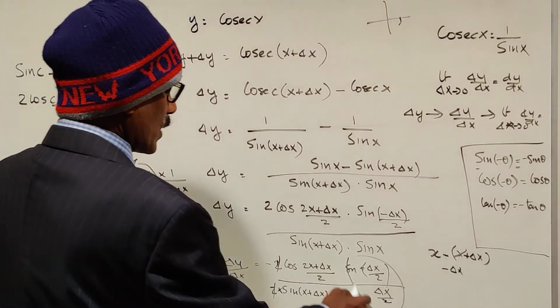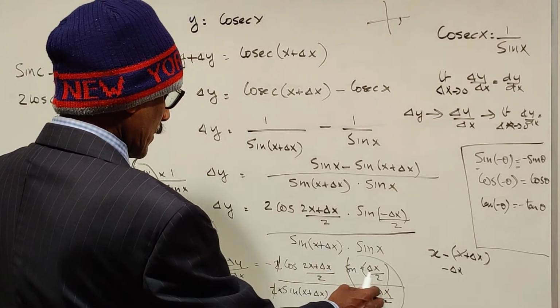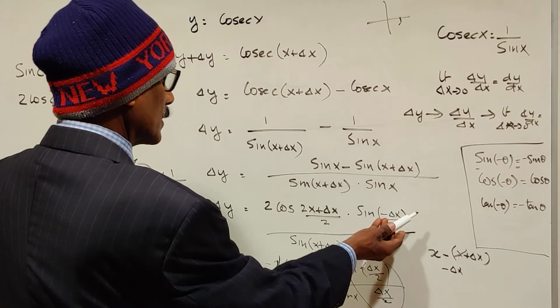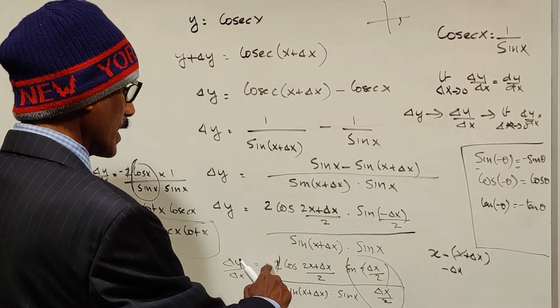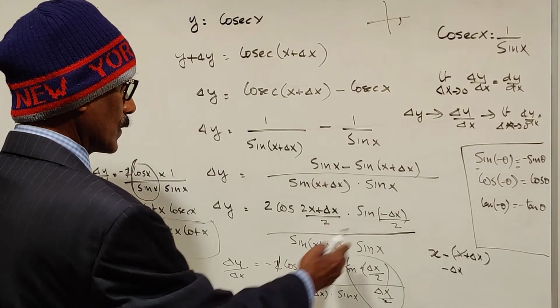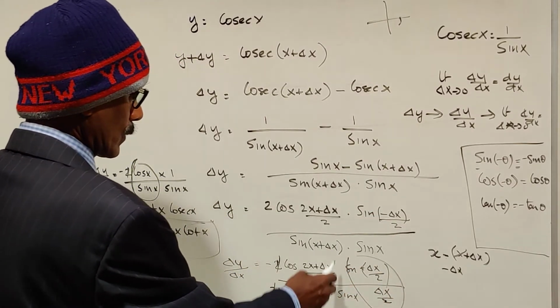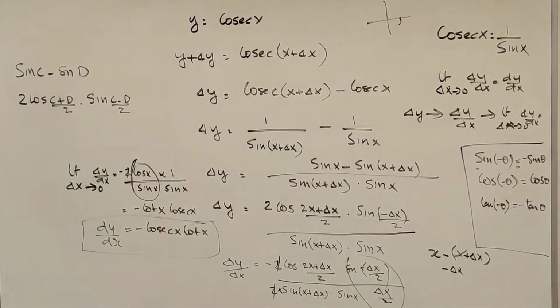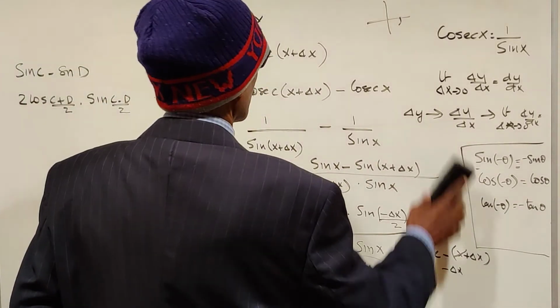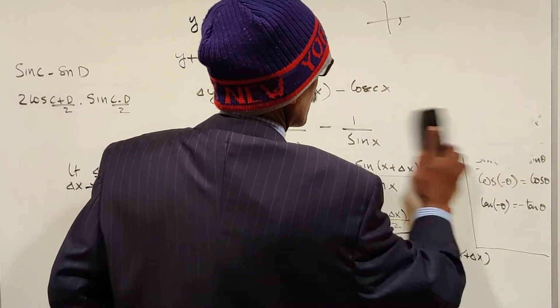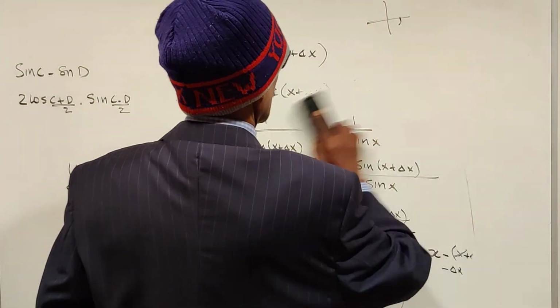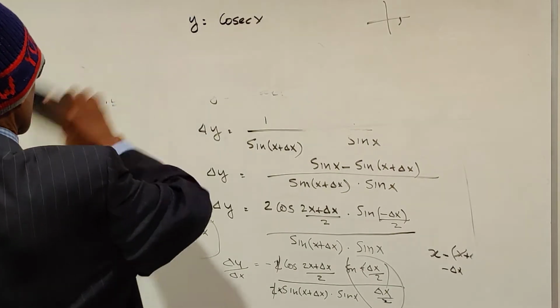So see, this one is 1, the minus comes outside, that is minus 2. So minus, so this one becomes plus sin delta x by 2. So this is the step. See, minus cosec x cot x. Okay, next one, derivative of sec x.